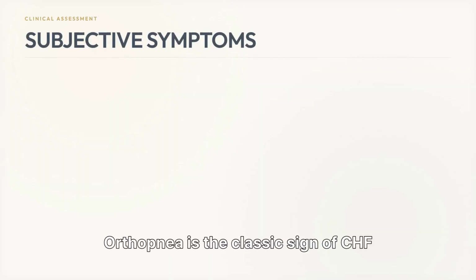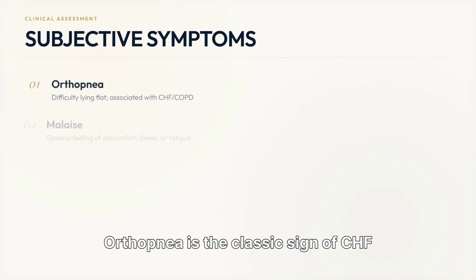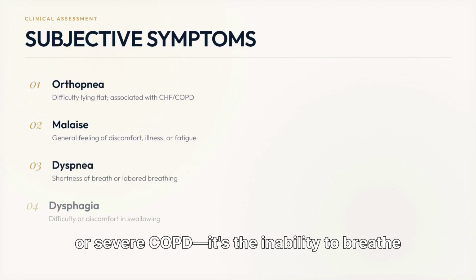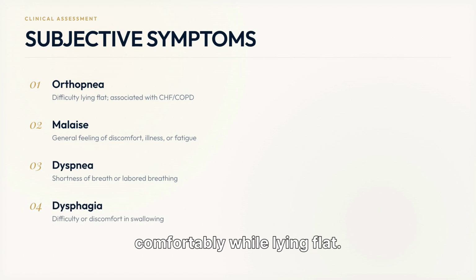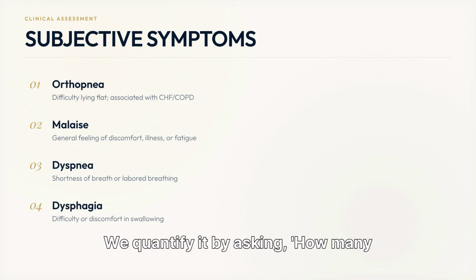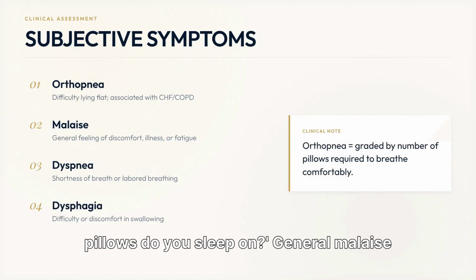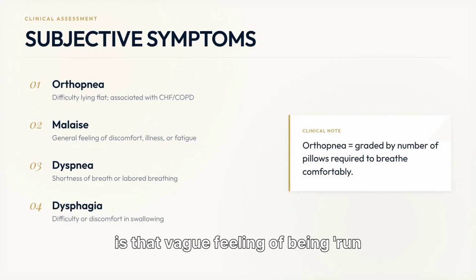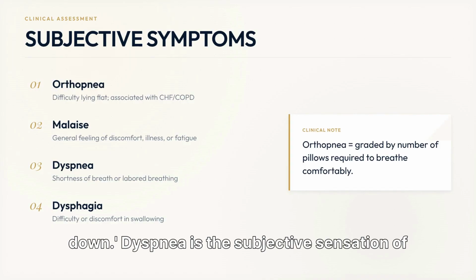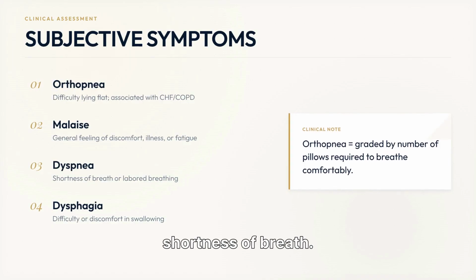Let's define the subjective symptoms you'll encounter. Orthopnea is the classic sign of CHF or severe COPD. It's the inability to breathe comfortably while lying flat. We quantify it by asking, how many pillows do you sleep on? General malaise is that vague feeling of being run down. Dyspnea is the subjective sensation of shortness of breath.